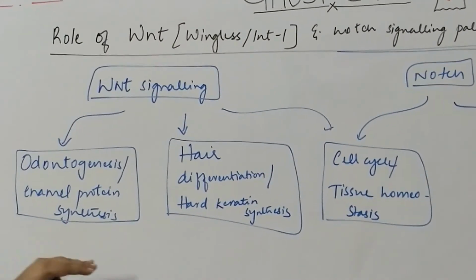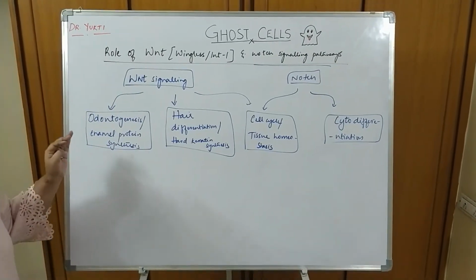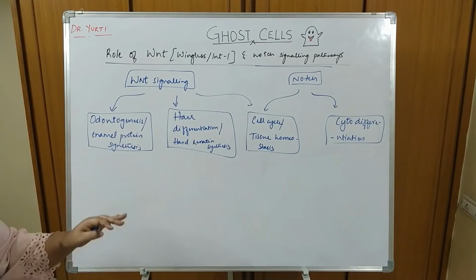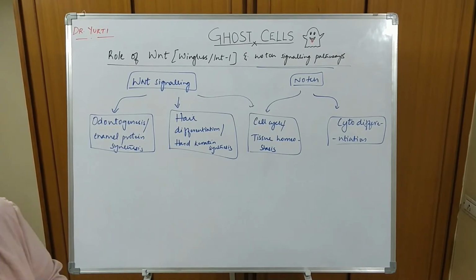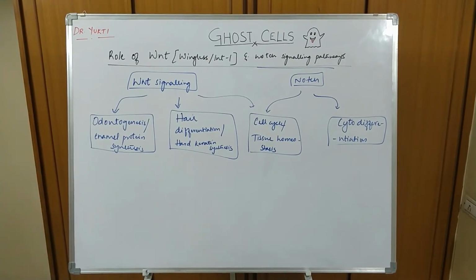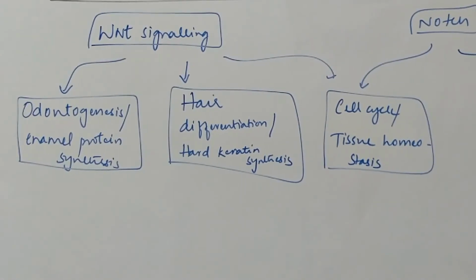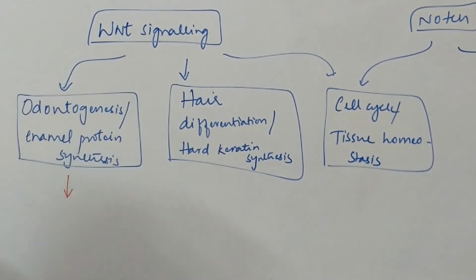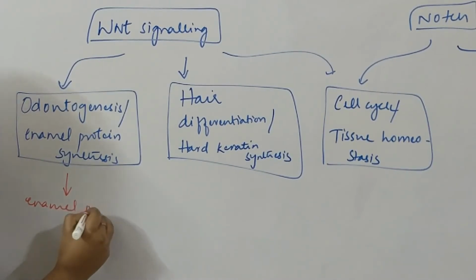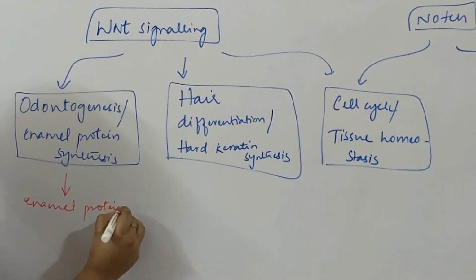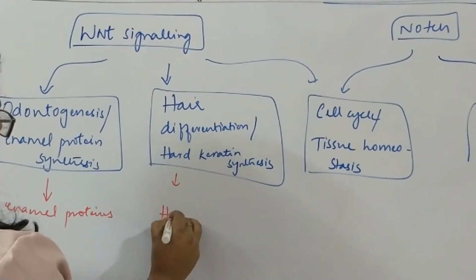Now, these are the normal functions in normal human beings. If there is any aberrancy in these signaling pathways, that can be seen in ghost cell formation. For example, if there is aberrancy in the WNT signaling pathway, which is involved in odontogenesis or enamel protein synthesis, the same thing you will see in the ghost cells also. So you see enamel proteins even in ghost cells, as we were discussing in the earlier part of the lecture. You even see hard keratin synthesis in the ghost cell also.